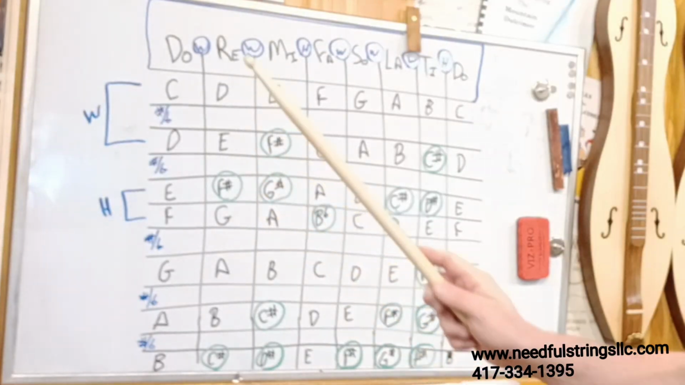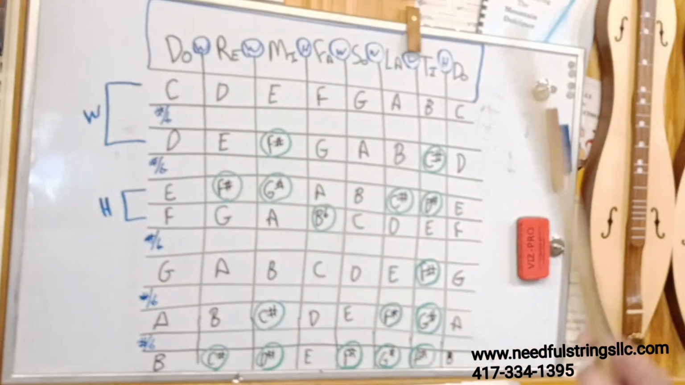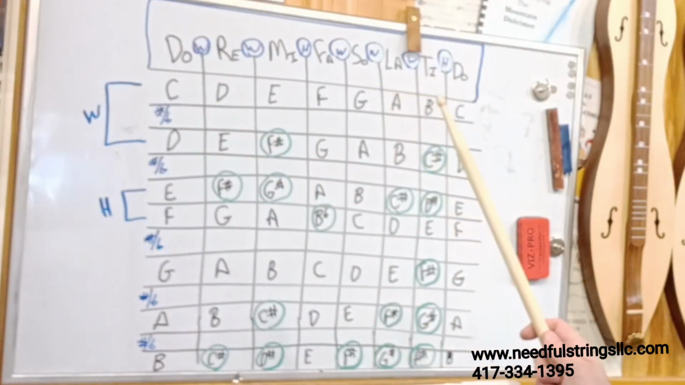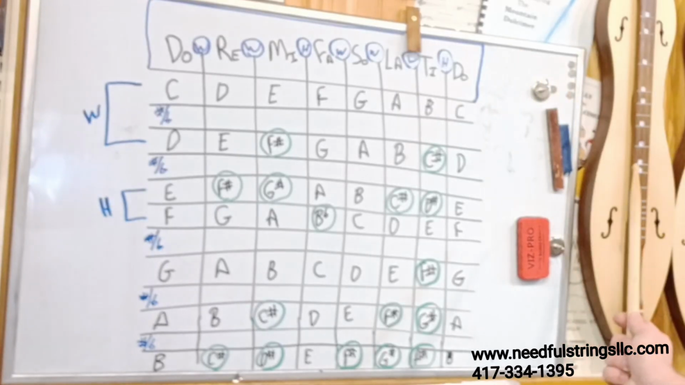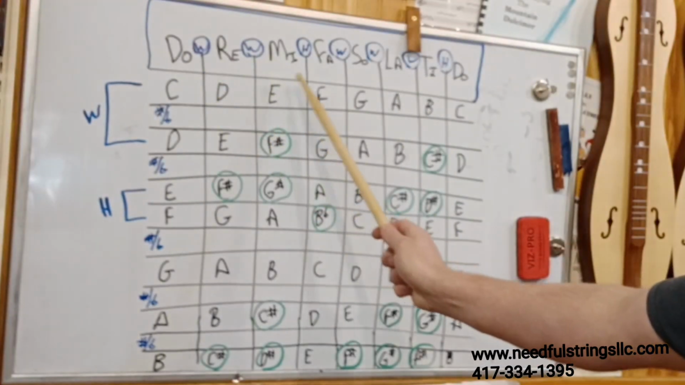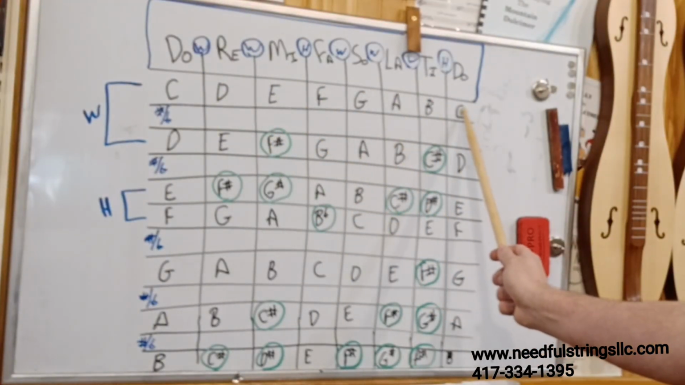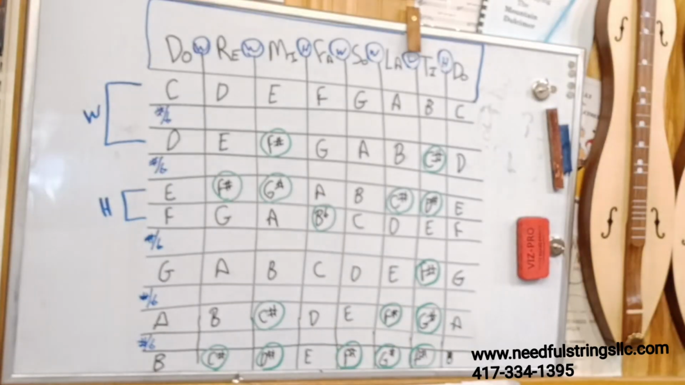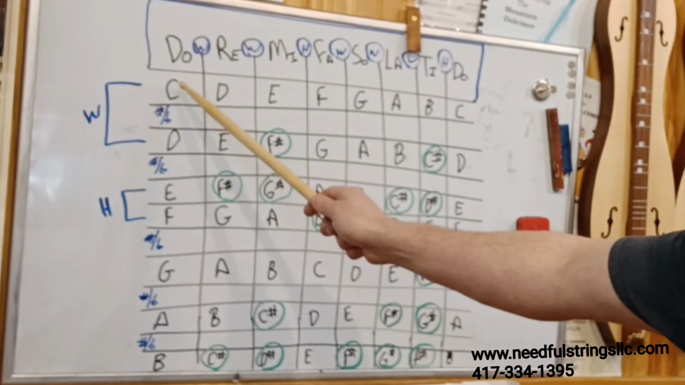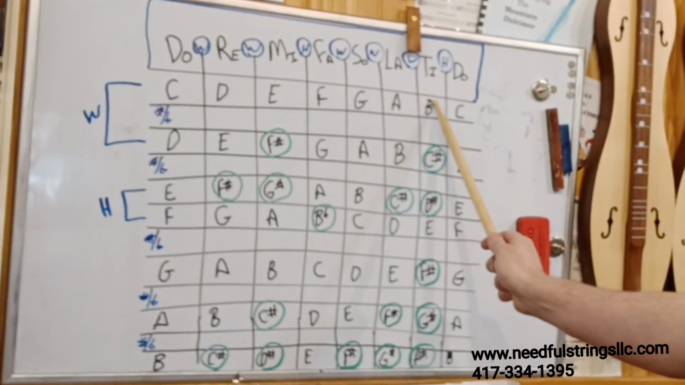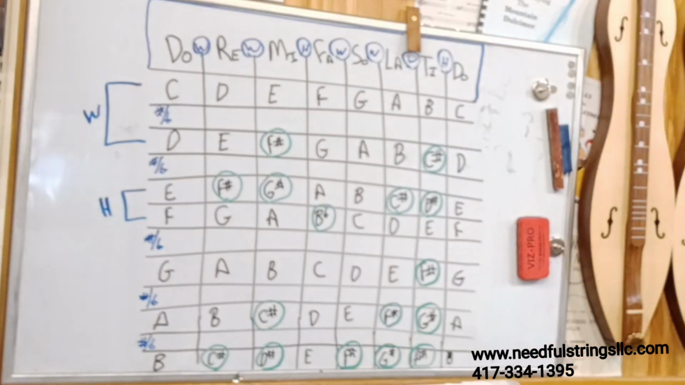What I mean is, if we did the C scale, you memorize this. You said C, D, E, F, G, A, B, C, right? Well, he thought do was C. So do, re, mi, fa, sol, la, ti, do. And like I said, he is absolutely 100% correct. That C major scale starts on do.